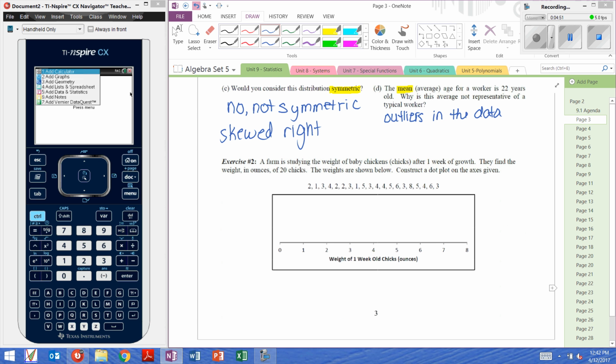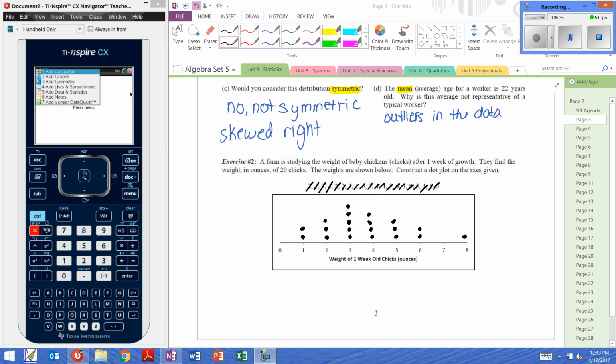Okay, exercise 2. A farm is studying the weight of baby chickens after 1 week of growth. They find the weight in ounces of 20 chicks and show the weights below. What you're required to do is create a dot plot. All right, this is not bad. This is actually very, very easy. All you're going to do is put a dot anytime you see the weight of a baby chick, and you're going to do this for the entire diagram. I'm just going to do the first few with you, so 3 and 4. And then anytime you have a repeat like a 2, you're just going to stack it. So finish doing that.